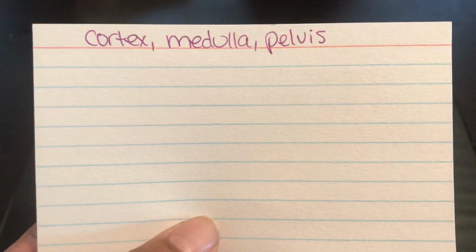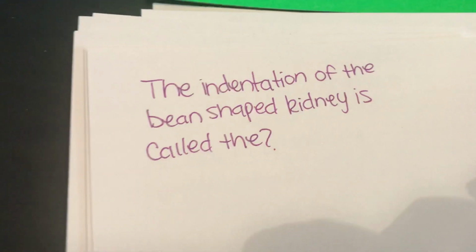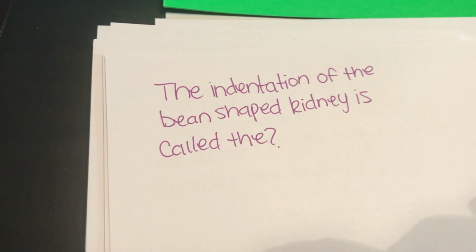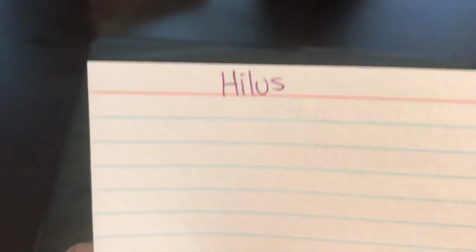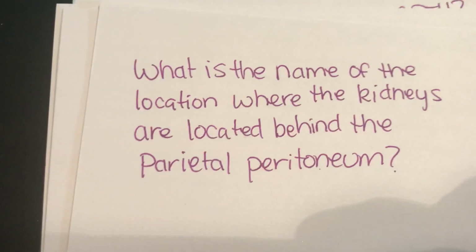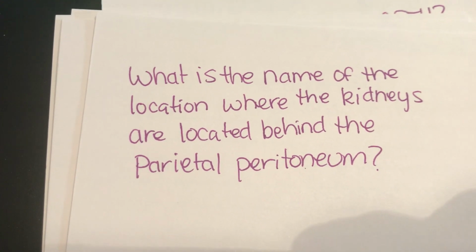What are the three regions of the kidney? The renal cortex, the renal medulla, and the renal pelvis. The indentation of the bean-shaped kidney is called the hilus.